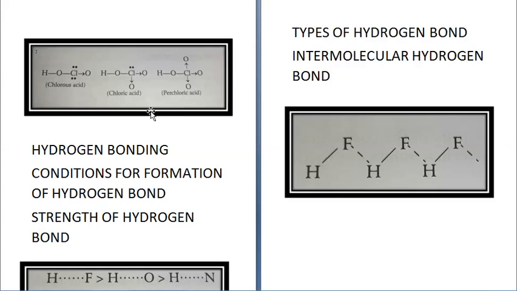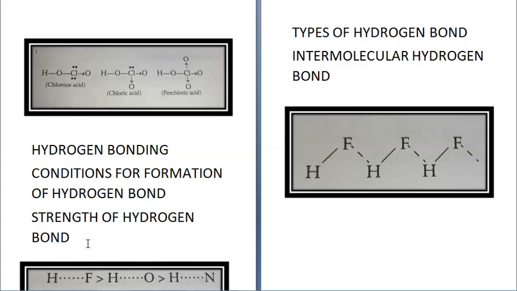Next type of bonding, that is hydrogen bonding. The attractive force which binds hydrogen atoms of one molecule with electronegative atoms of another molecule of the same or different substance is known as hydrogen bond, and hydrogen bond is represented by 3 dotted lines.